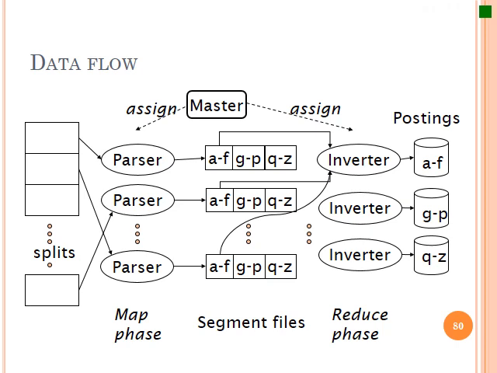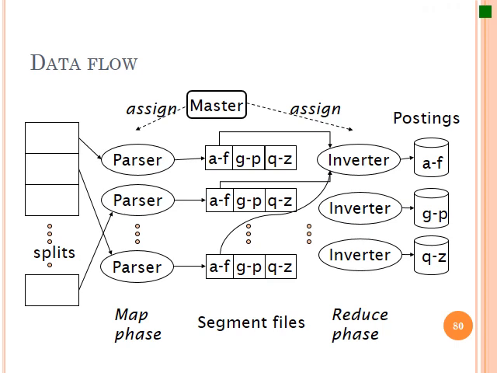So this first inverter will take care of mappings coming from A to F from all these parsers. And inverter number 2 will take care of the mappings coming from partition G to P. As a result, each of these inverters will write postings to different parts of the index. So these postings are for A to F, these postings are for G to P, and so on.